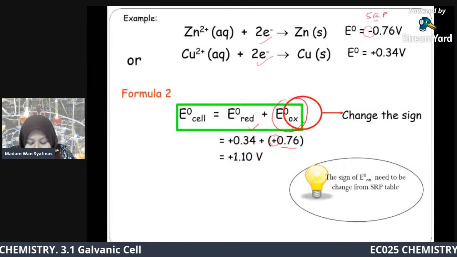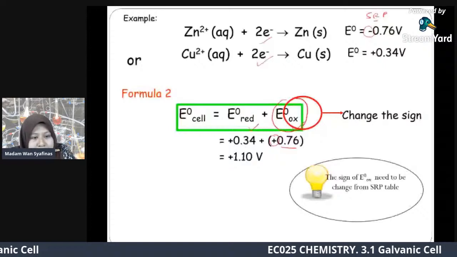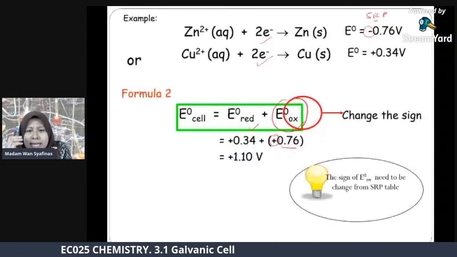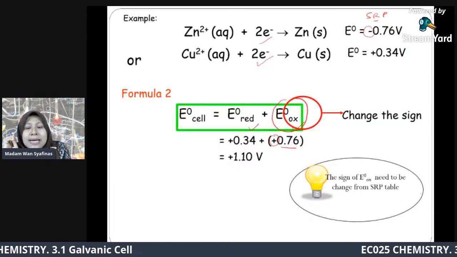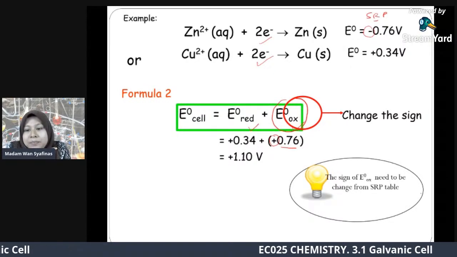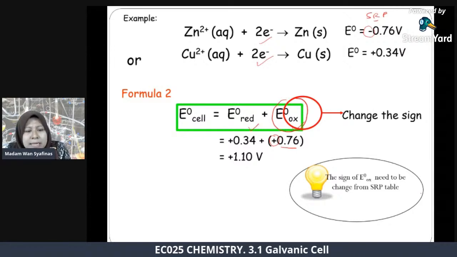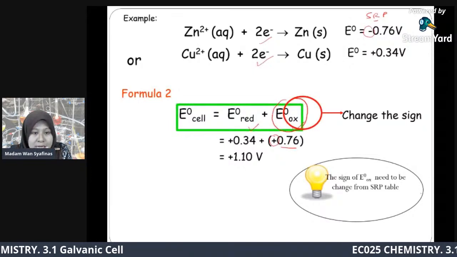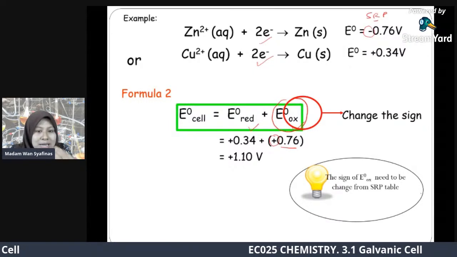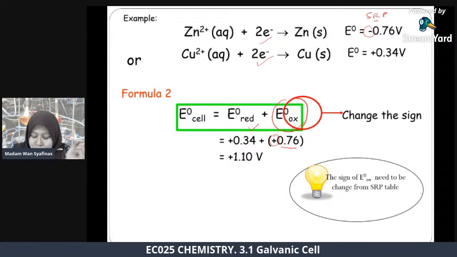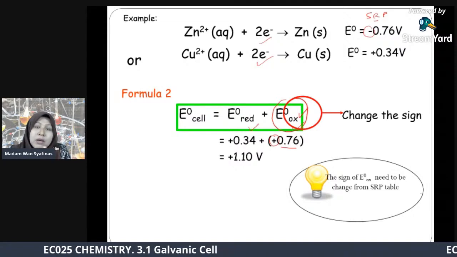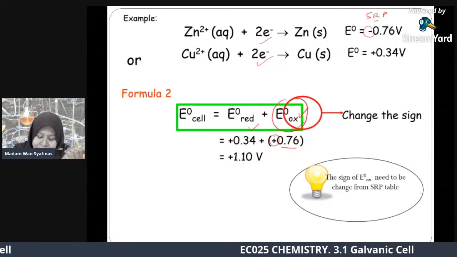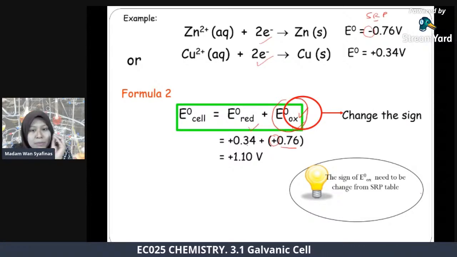Okay, so tadi sampai example tu, kita masih menggunakan example yang sama lah. Zn2+ aqueous plus 2 electron produce Zn. So jadi nilai negatif 0.76 tu adalah nilai daripada SRP table. Okay, so jadi sama juga. SRP table tadi saya kata semua dalam tu dia dalam bentuk reduction. Tapi kalau kita nak apply formula yang kedua, dia ada E naught reduction plus E naught oxidation. So untuk oxidation, kamu kena ubah sign dia. Nilai yang sama, cuma ubah sign dia sahaja. So jadi kamu akan dapat 0.34 maintain sebab dia memang reduction.